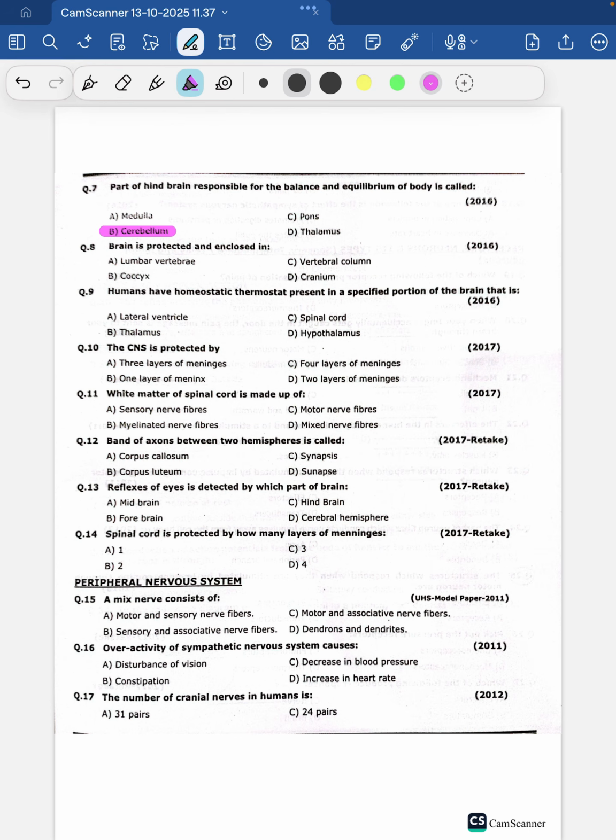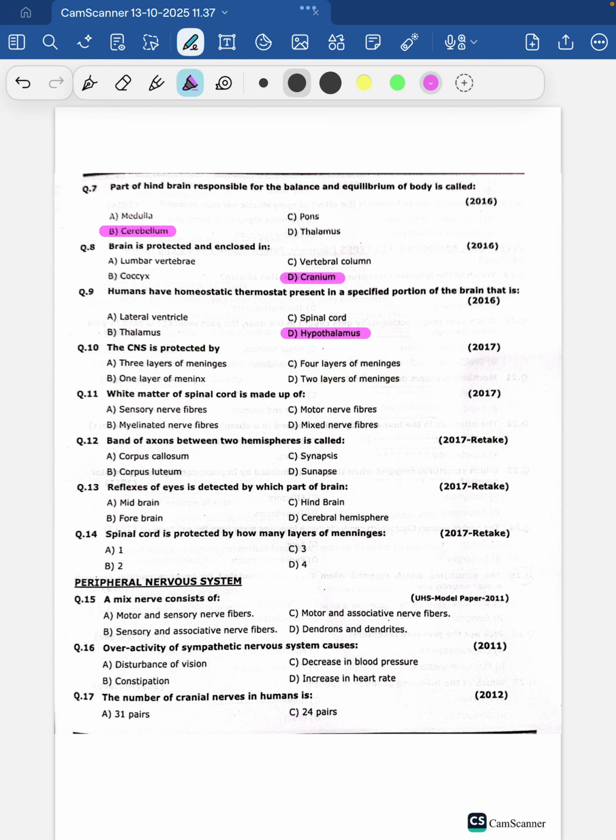Brain is protected and enclosed in. Cranium is present outside the brain, and vertebral column give protection to the spinal cord. Okay. The humans have homeostatic thermostat. Thermostat we have already studied in the chapter homeostasis, that hypothalamus act as thermostat and control the body temperature or regulate the body temperature.